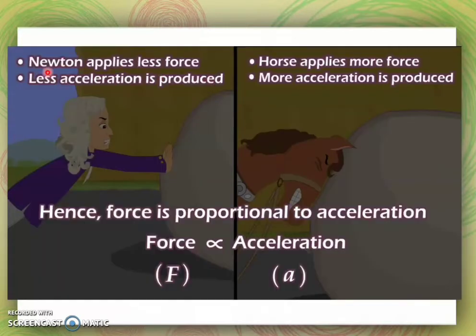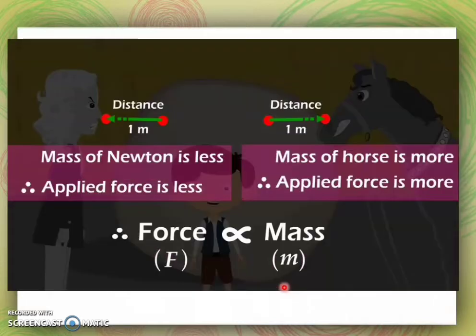Let's summarize. Newton applies less force, less acceleration is produced. Horse applies more force, more acceleration is produced. Hence, force is proportional to acceleration. Force is directly proportional to acceleration. Uppercase F for force and lowercase a for acceleration.